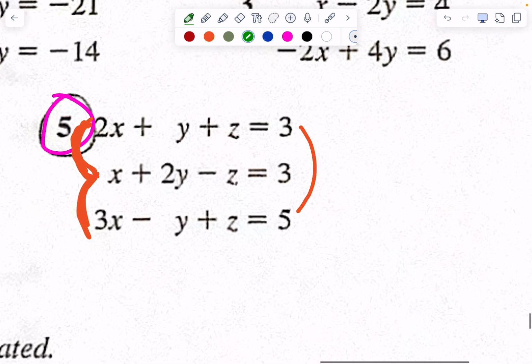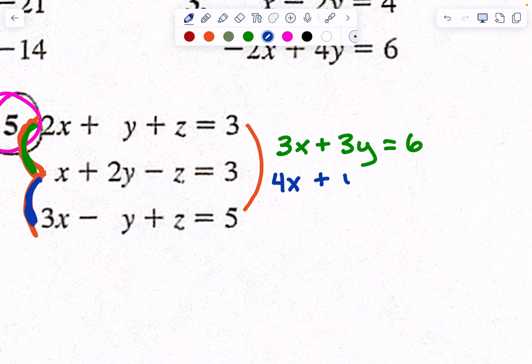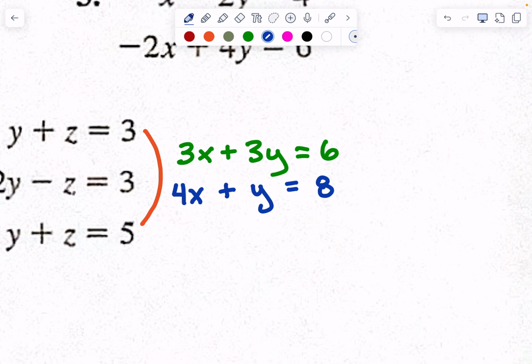If I add these first 2 equations together, how many x's do I have? I'm going to put them over here. 3x plus 3y, the z's are gone, equals 6. Perfect. Now if I add these 2 together, the z's will also cancel out, but how many x's do you have? 4x plus y equals 8. The z's are gone. Now this is just a regular 2 by 2.